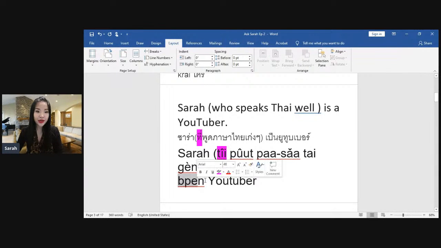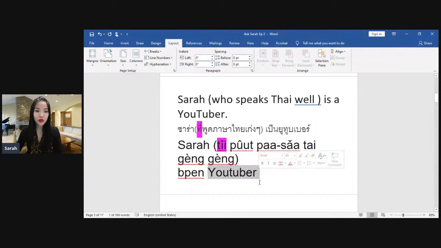เป็น, right, is, okay, เป็น YouTuber. Yeah, she's a YouTuber. เป็น YouTuber. Okay, and I'm going to explain about เป็น and คือ later on too. Okay, so this is เป็น, verb to be.